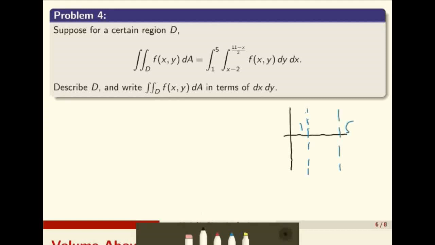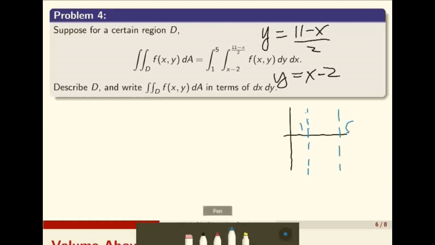We hope to have the upper extreme and the lower extreme, and that the integrals aren't flipped, but we know that one of our extremes is given by the equation y equals 11 minus x over 2, and what we hope to be the lower extreme is given by the equation y equals x minus 2.